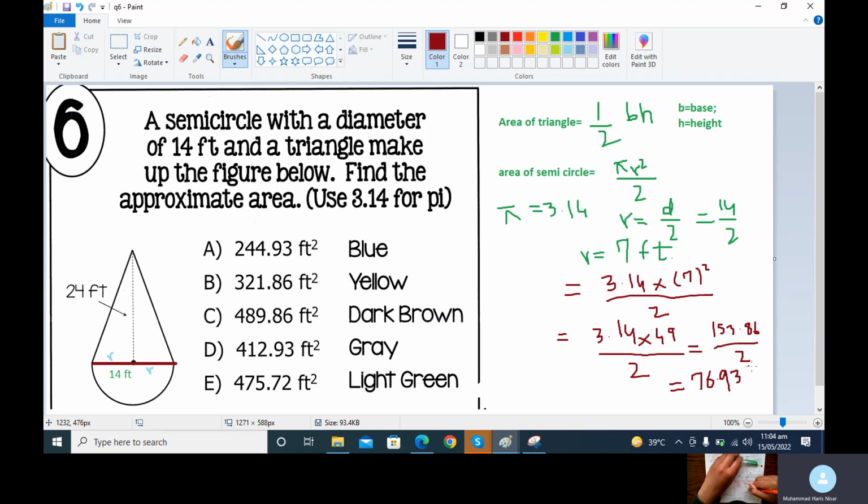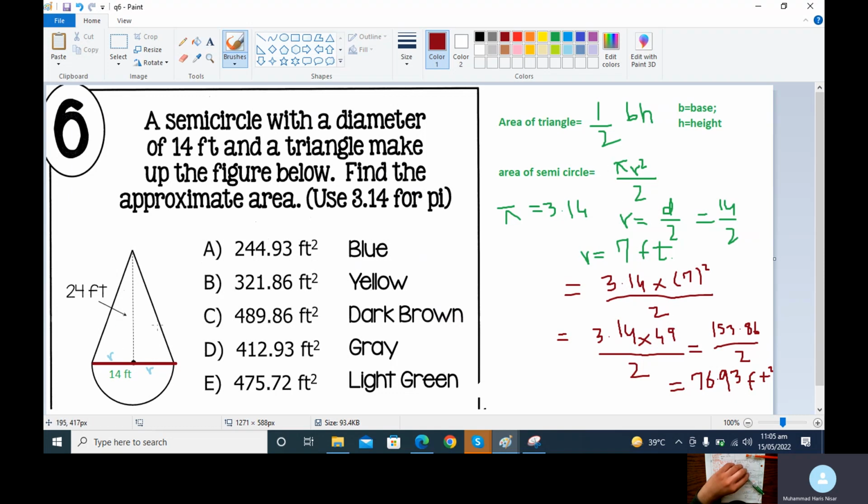Obviously, you know that there is a formula for area and the unit is square. So the unit will be feet square. Why is it feet square? Because this 7 is feet and it is squared, so 49 and feet square will be written here. So ft square. That's why 76.93 is the area of the semicircle.